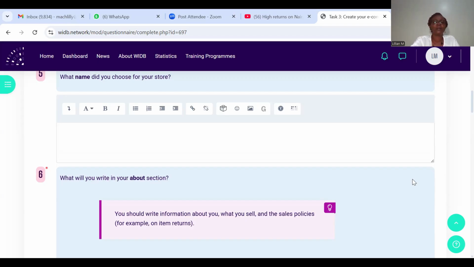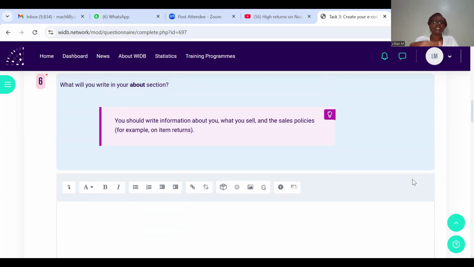And then, what did you write in your about section? This is for those people who are saying, oh, I don't have a website, so I don't have anything to write in my about. Guess what? Even WhatsApp for Business asks you to describe your business. What have you written there? Or if you've not written, what do you intend to write in the about section?